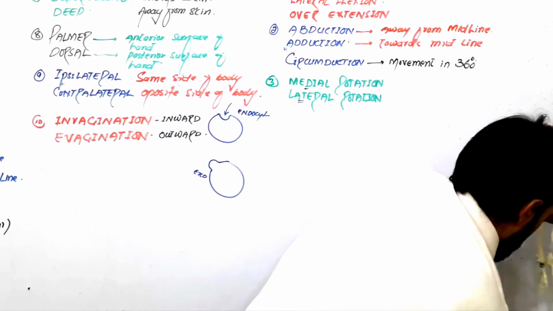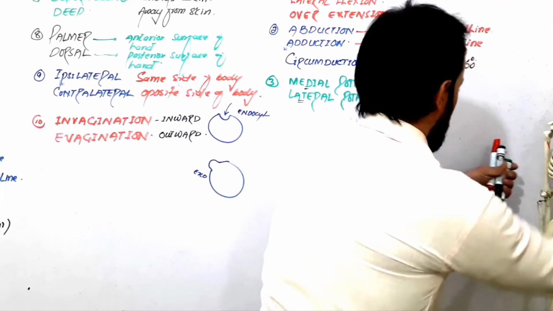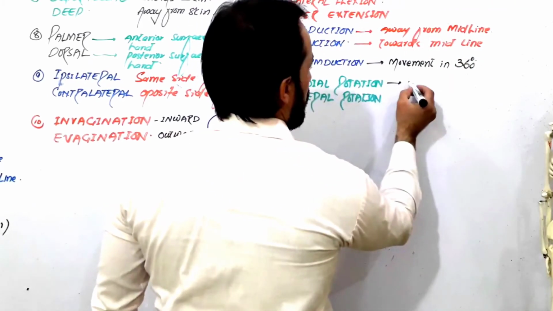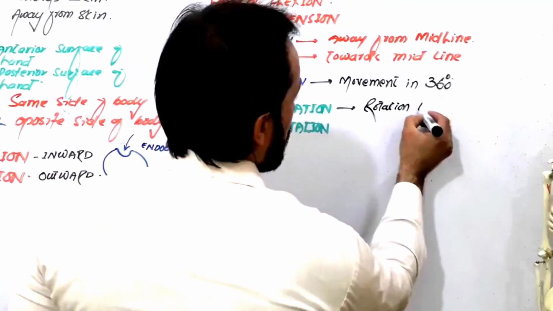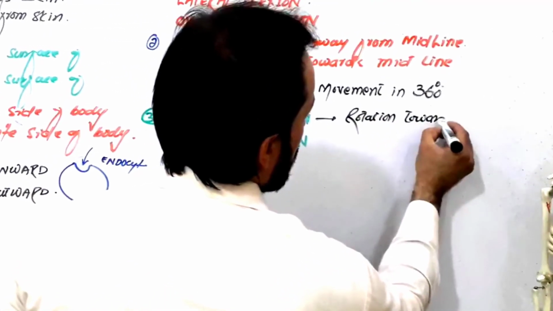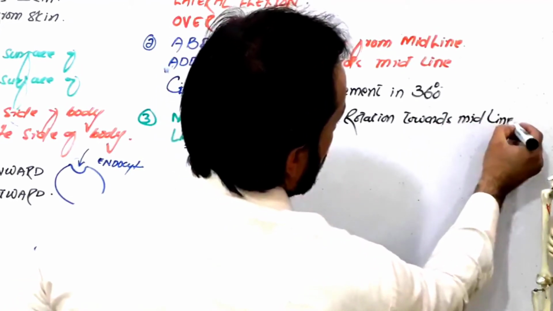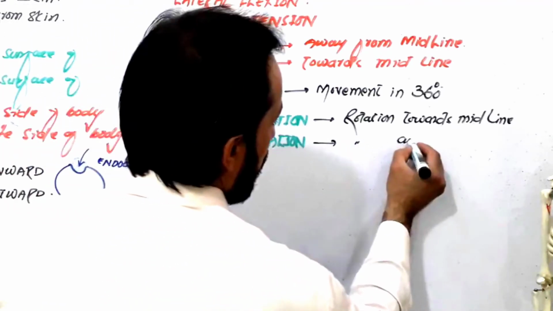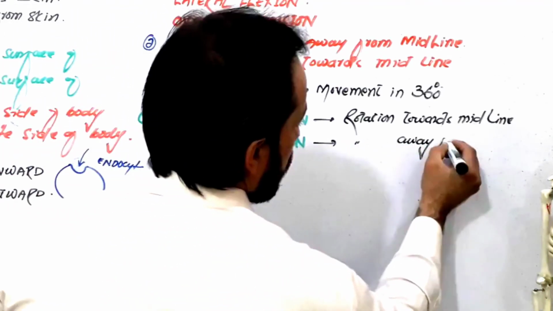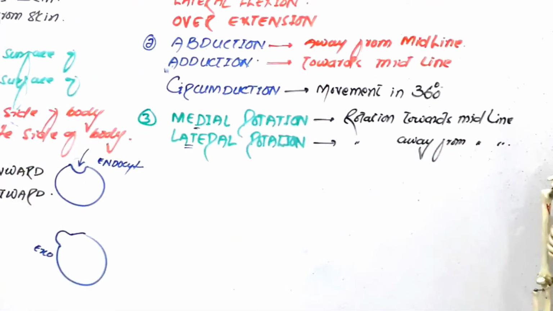Okay. Medial rotation means rotation towards midline, right? And lateral means away, so rotation away from midline. This is called lateral rotation. Clear, friends? This was another movement.